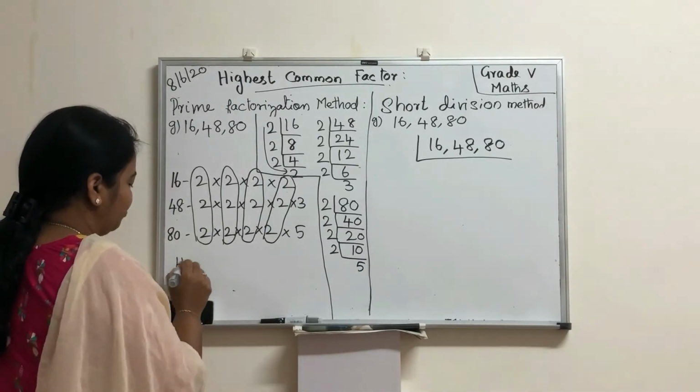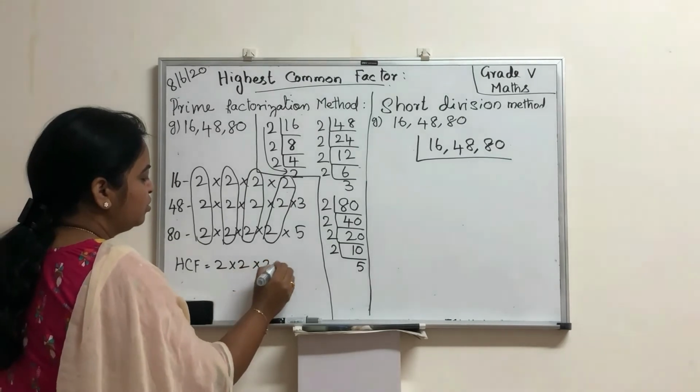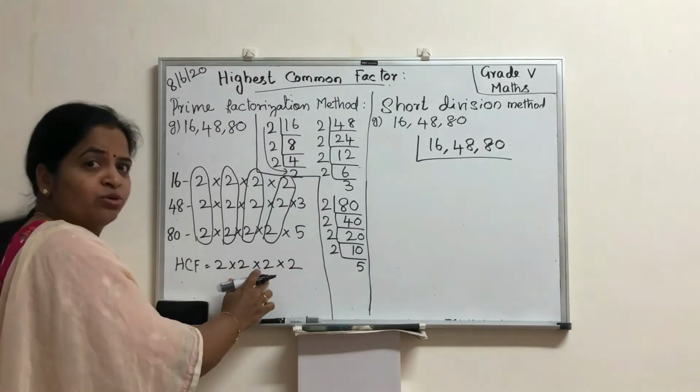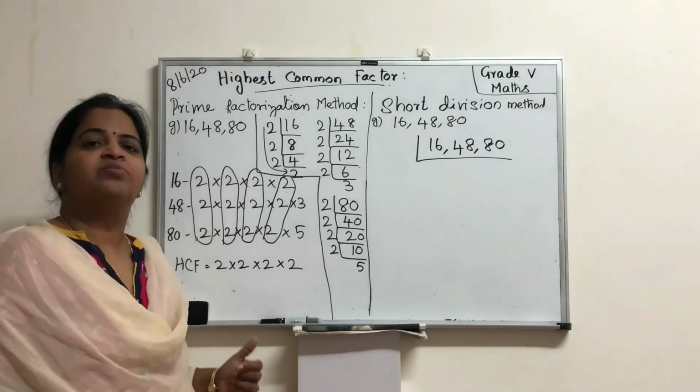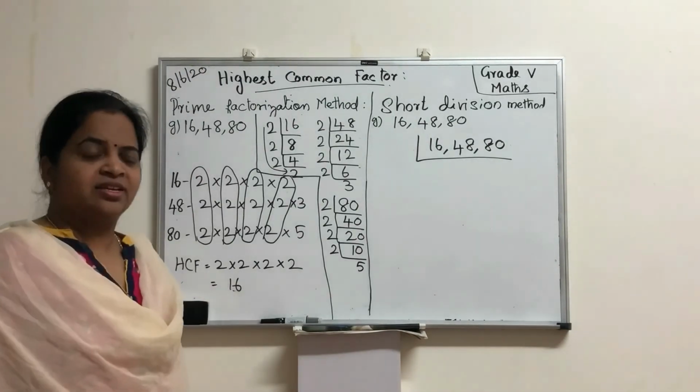Okay. How will you find HCF? 2 into 2 into 2 into 2. 2 2s are 4. 4 2s are 8. 8 2s are 16. So HCF is equal to 16.